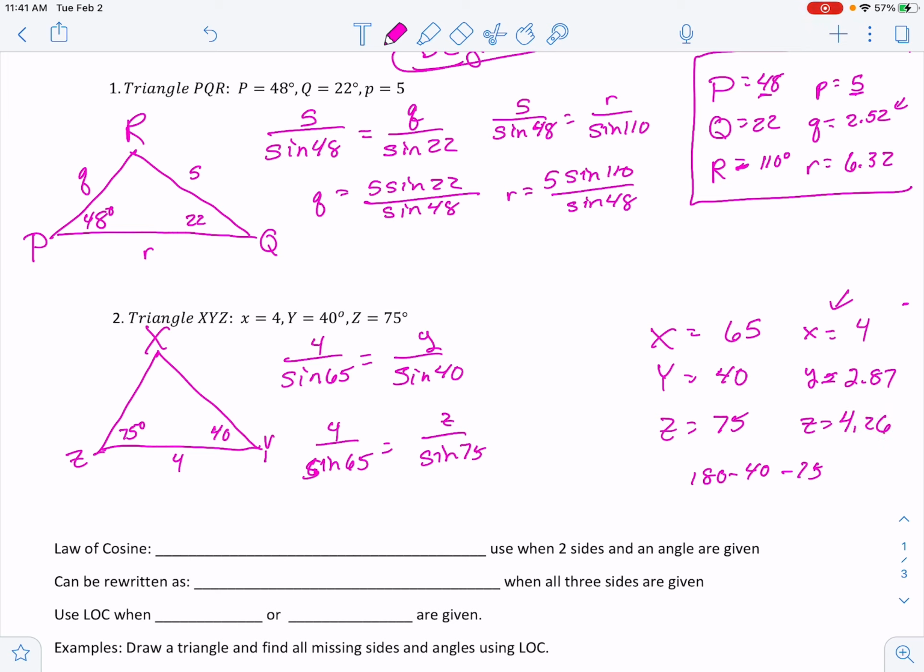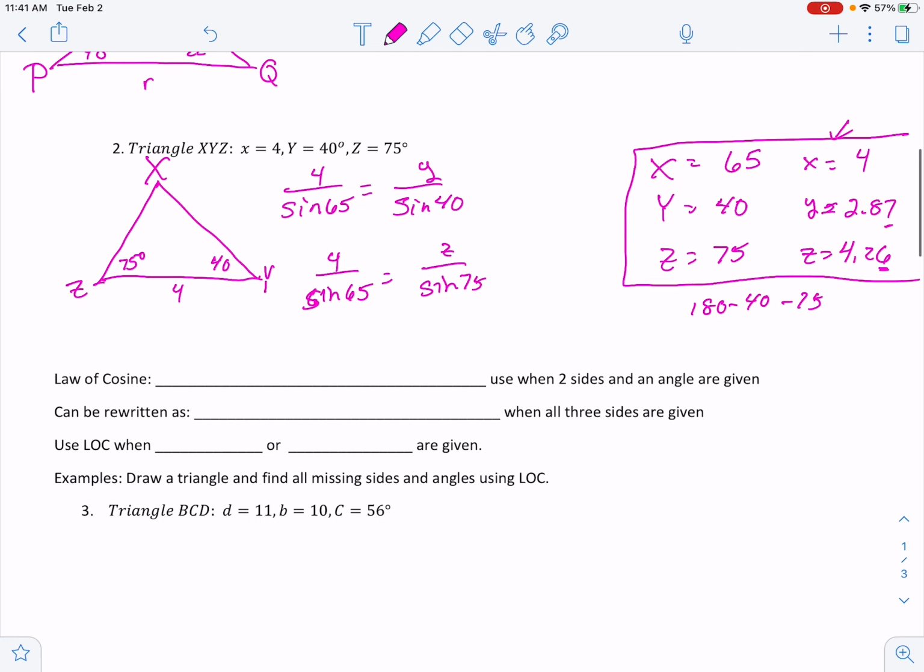4.26. And when you give me your answers, I have a little leeway because it depends on when you round. But that's all there is to the law of sines. It's fun, it's easy, all right? The law of cosines is a little more complicated. It's when you're given two sides and an angle. It means the angle has to be in between them. You're given side, angle, side, or side, side, side.